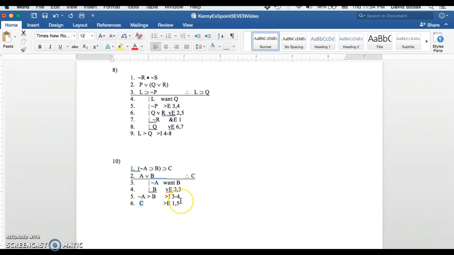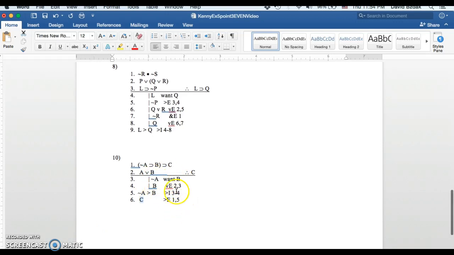Now, what this problem shows you is that you can use this conditional introduction anywhere in the derivation. It doesn't have to just be to get your conclusion. It can be to get any conditional. Like here, we needed this conditional to get our conclusion. So we can get this conditional by a conditional introduction, like we did here. Now, once we have it, it has been proven true, and so we can use it then just like any other sentence.